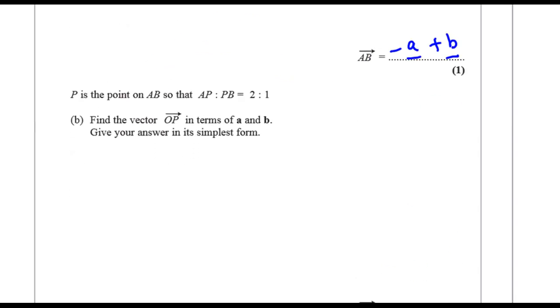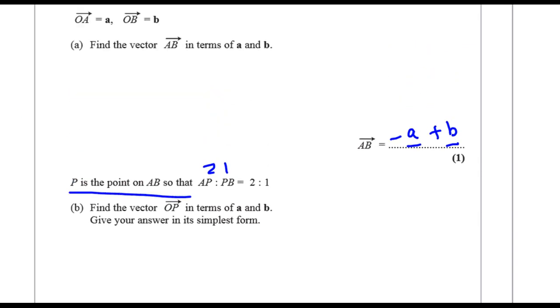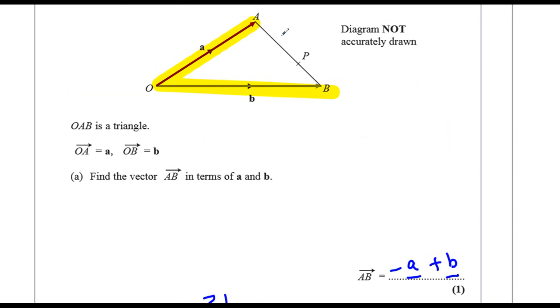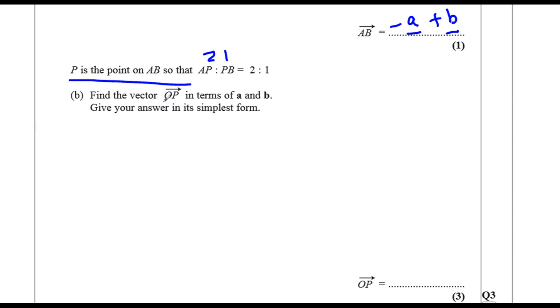Okay. This time, P is a point such that it's split in the ratio 2 to 1. So AP is 2 and P to B is 1 in comparison. So we can kind of see that in the diagram. Now if we make this 2 and this 1, it's split up into thirds. Here we have 2/3. Here we have 1/3. Okay, let me guess, it's going to ask us to go from O to P. Yes, go from O to P, give your answer in its simplest form.